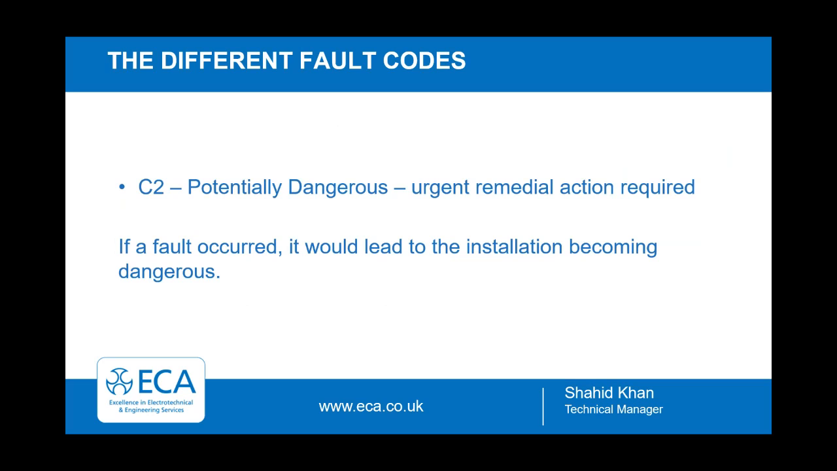Code C2 is reserved for items which are potentially dangerous where urgent remedial action is required. Possibly the hardest to contextualise without further explanation. What does the word potentially actually mean? Basically, these items would become dangerous if another issue or fault occurred. When processing the level of risk, the question you need to ask yourself is, if a fault occurs, would this item lead to a dangerous situation?